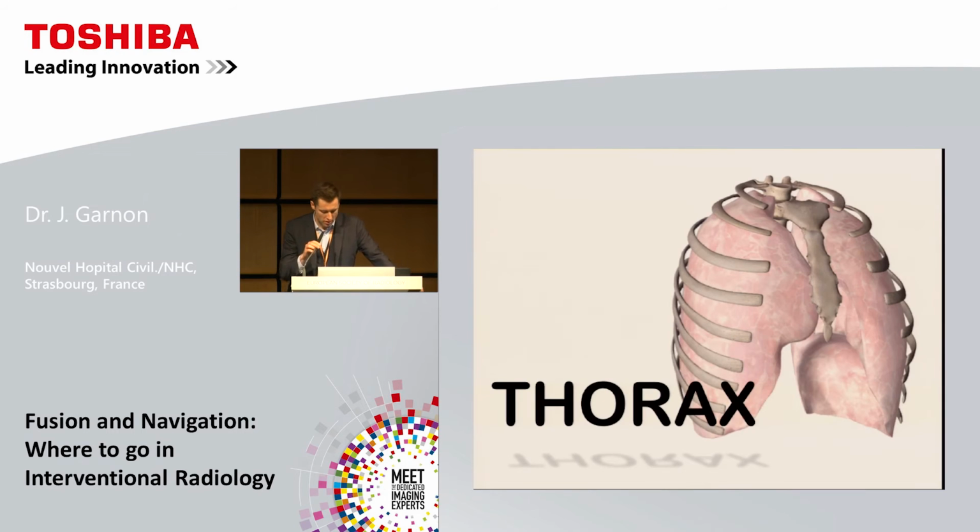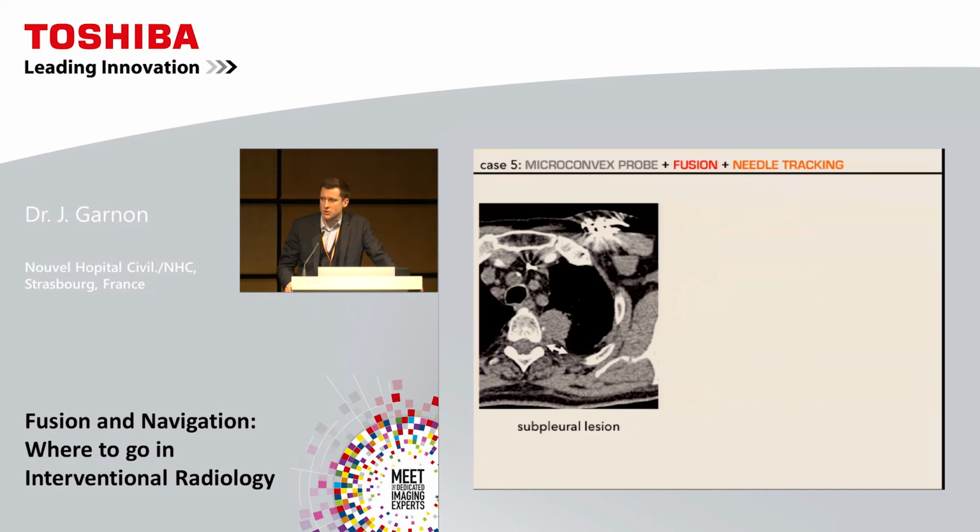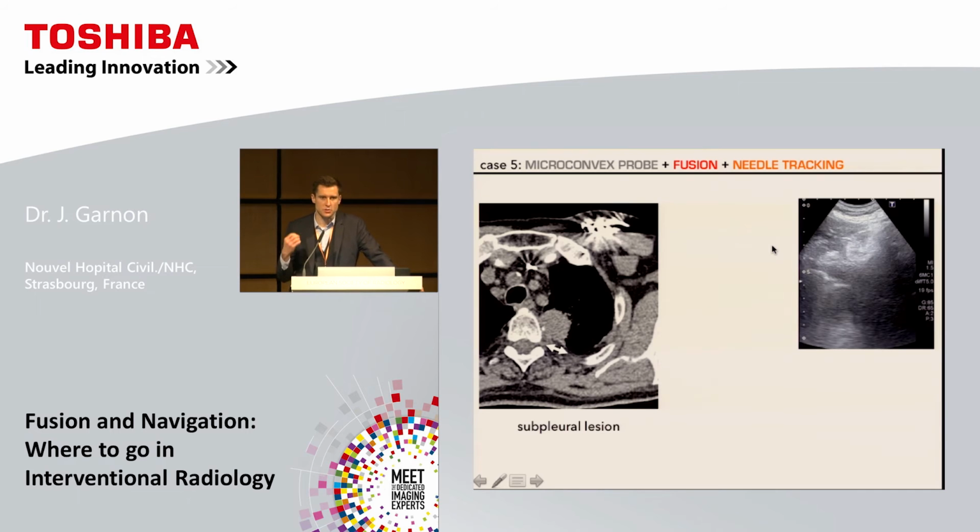Now moving on to thorax interventions. You know that you can target subpleural lung lesions using ultrasound. However, it can be challenging. First of all, because you have the ribs, and secondly, because the pleural contact might be small, like in this case. So here again, the microconvex probe is very useful to get access and to get an ultrasound view of the lesion. However, at that point, I'm a little bit worried. I probably think that the tumor is here, but I would like to be sure.